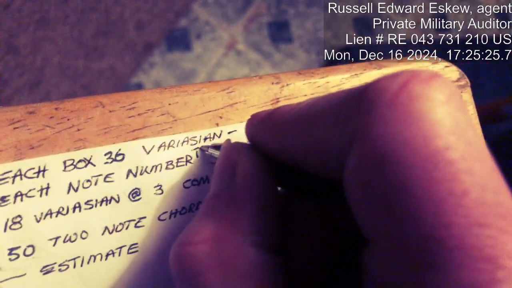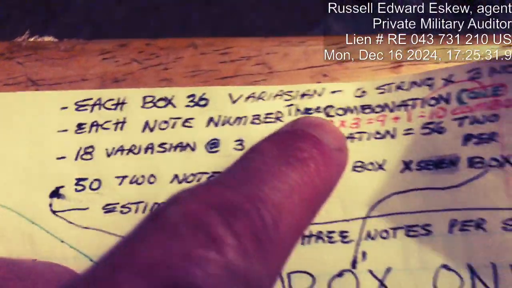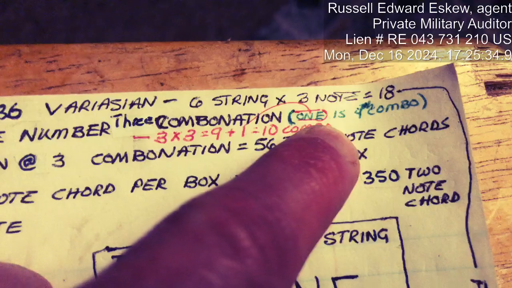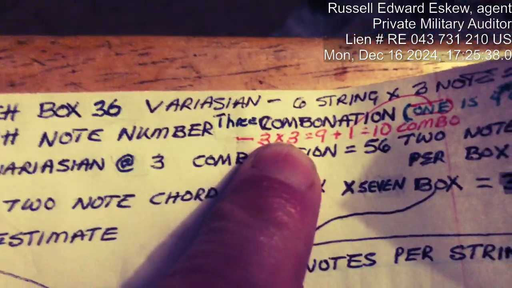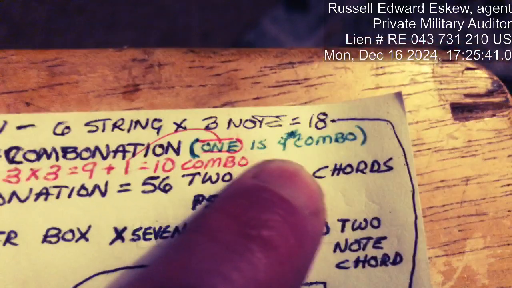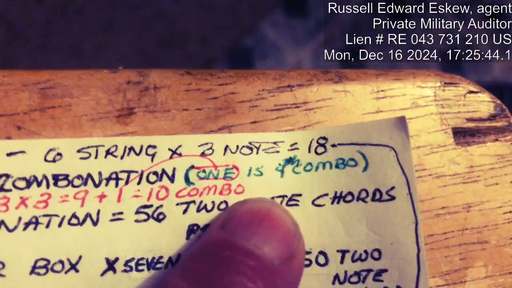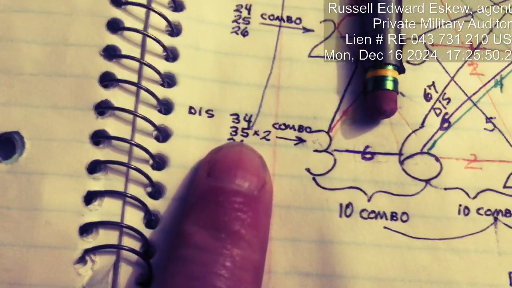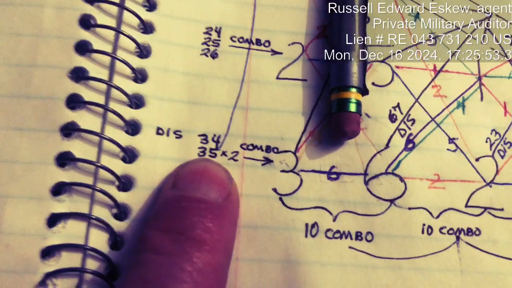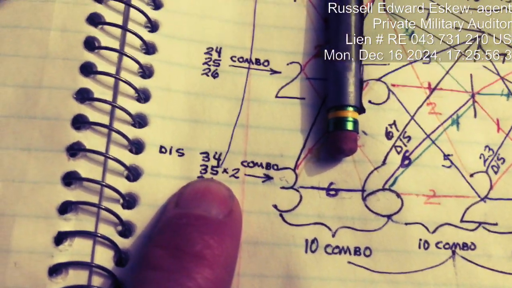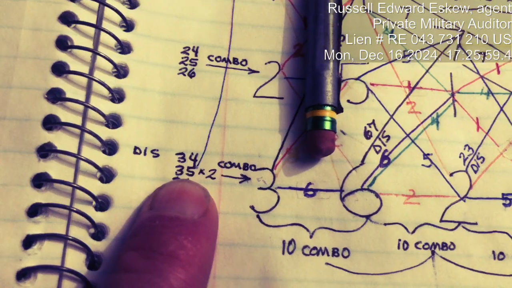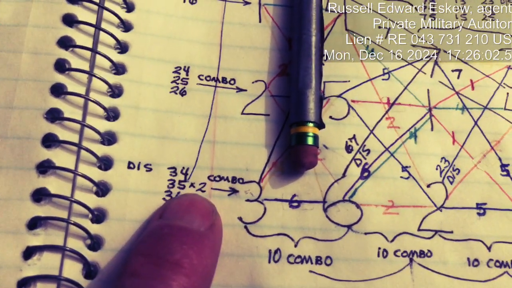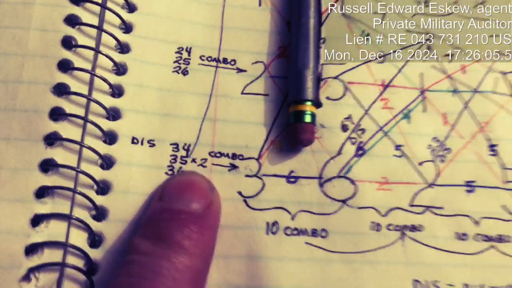So, THREE. Each note number 3 combination is 3 times 1 is a 4th combination, which is the phenomena here. A 35 note has 2 combinations. A 35 note number chord, 2-note chord, has a combination there. And then this number would be 50.